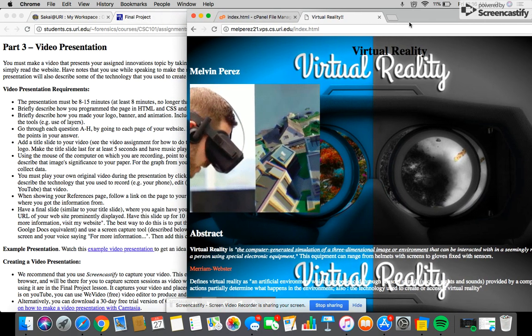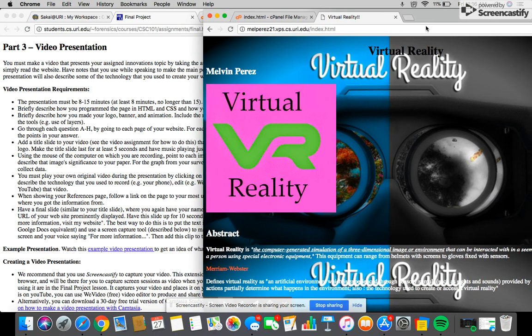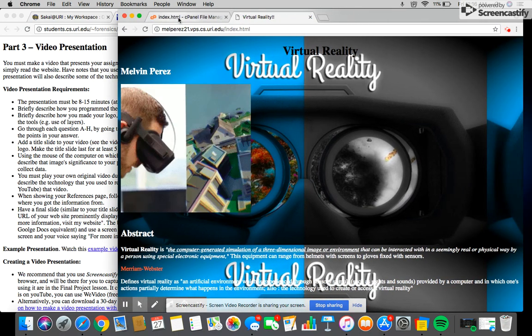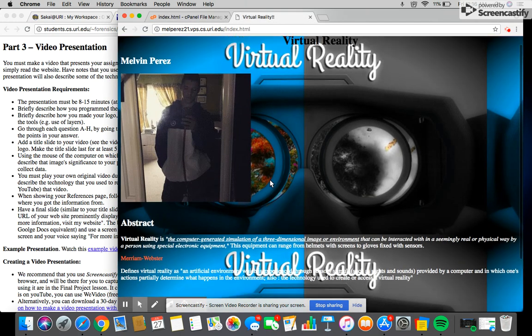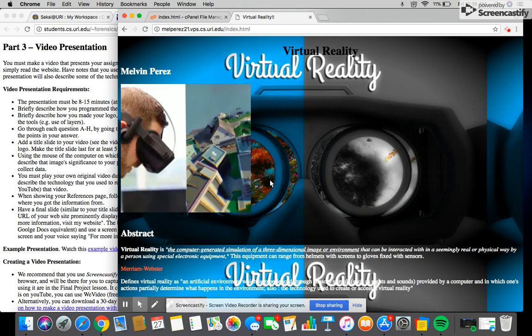First, I'm going to talk to you about the programming that I use in order to create this website. We used HTML, and in order to use this, we would have to set up a separate web page, which is called cPanel, in order to transfer the data from here into a real website as we create it.